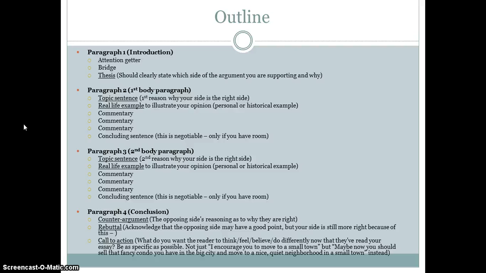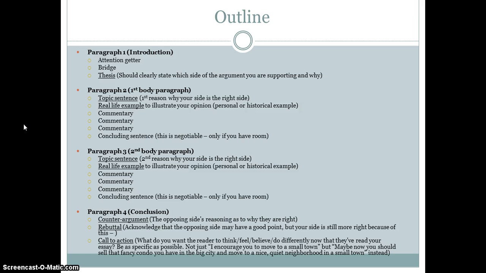The attention getter could be something simple like a rhetorical question, a startling statement, or a quotation from the original prompt page. The bridge is a sentence that introduces the topic and possibly acknowledges the controversy surrounding the topic. The bridge will ideally connect or bridge your attention getter to your thesis.